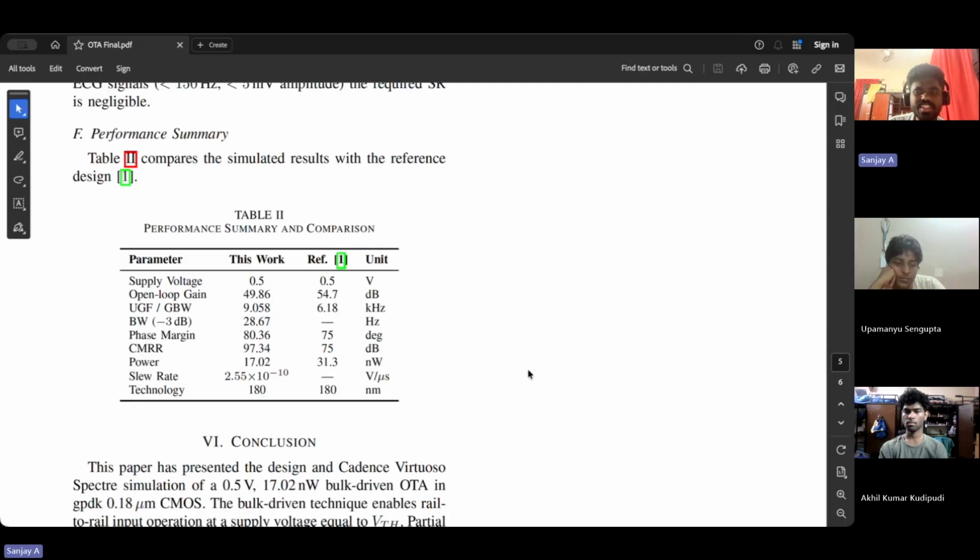For ECG this doesn't matter. What matters is gain in the signal band. But a higher UGF gives you more flexibility for closed loop configurations.